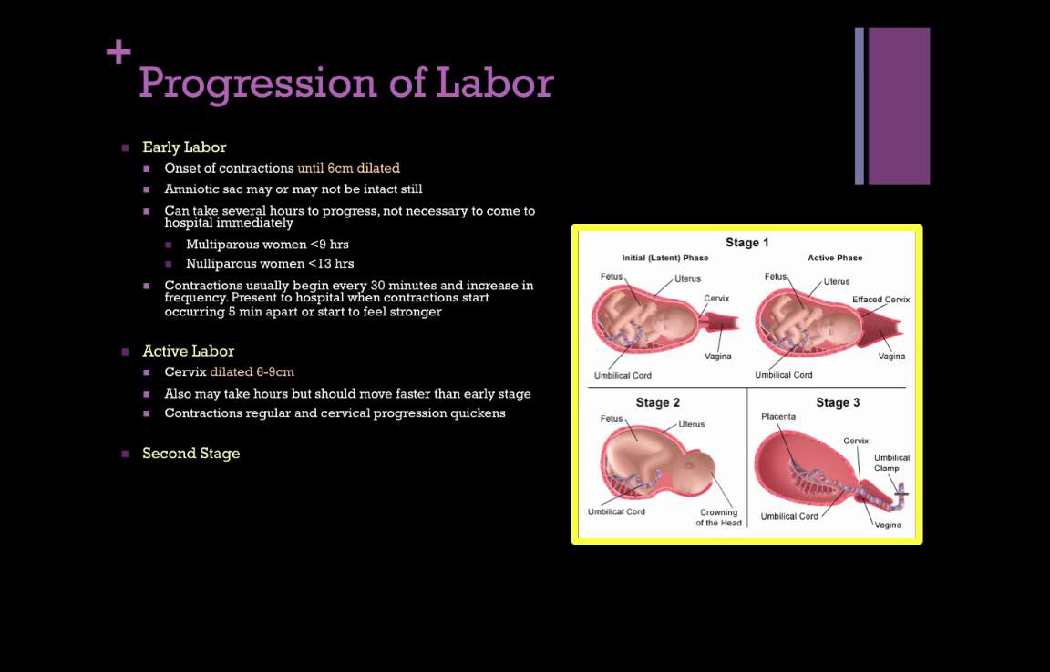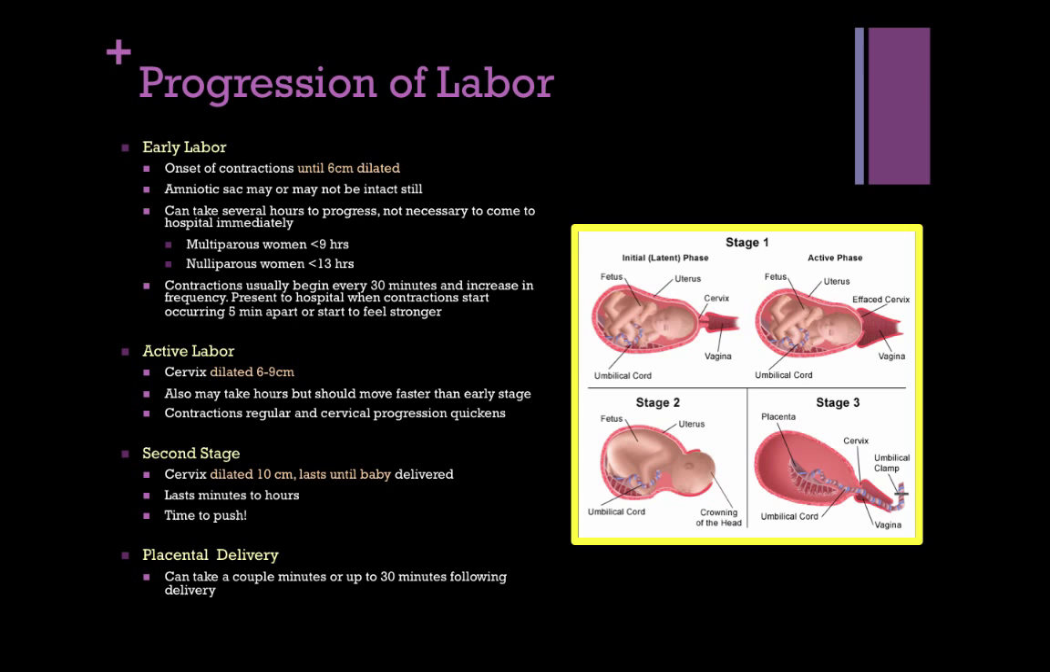And this can also take hours to move along, but you'll notice that the cervical exam will change a lot faster once you hit active labor, and the cervix will start dilating a lot quicker. Contractions will come more regularly as well. Then we hit the second stage, which is actually delivering the baby. This is once the cervix is 10 centimeters dilated until the baby is actually delivered. This can take minutes to hours, and this is when you're pushing. And then placental delivery, like I mentioned, can take a couple minutes, or it can go up to 30 minutes.